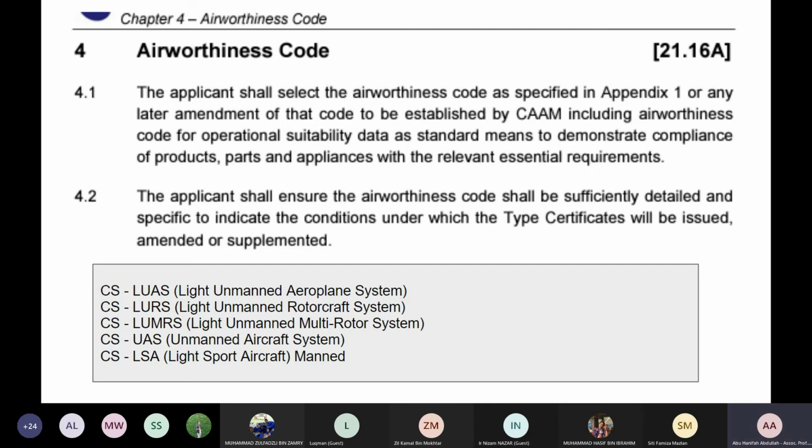However, we are having drones now. Now JARUS has published CS-LUAS, LURS, LUMRS, and UAS and LSA, and most of the drones certified around the world are certified according to these design airworthiness requirements. In Malaysia, we call those airworthiness requirements the Airworthiness Code. This goes back to the Malaysian Civil Aviation Regulation, Regulation 25, which states what airworthiness codes are acceptable by Malaysia.